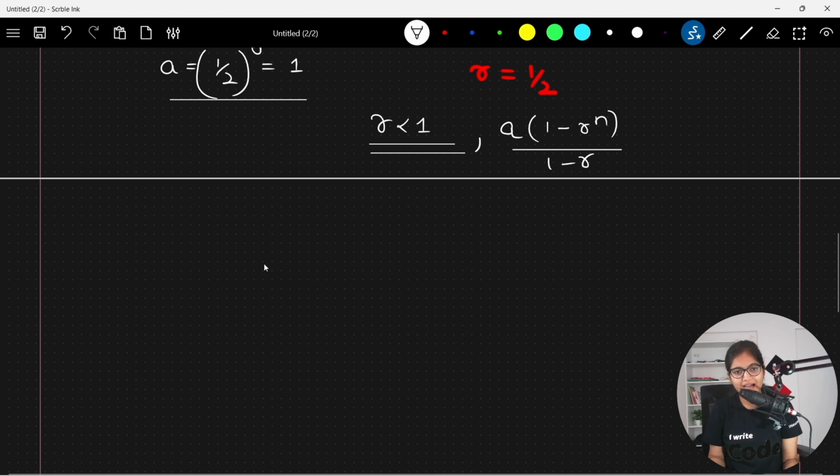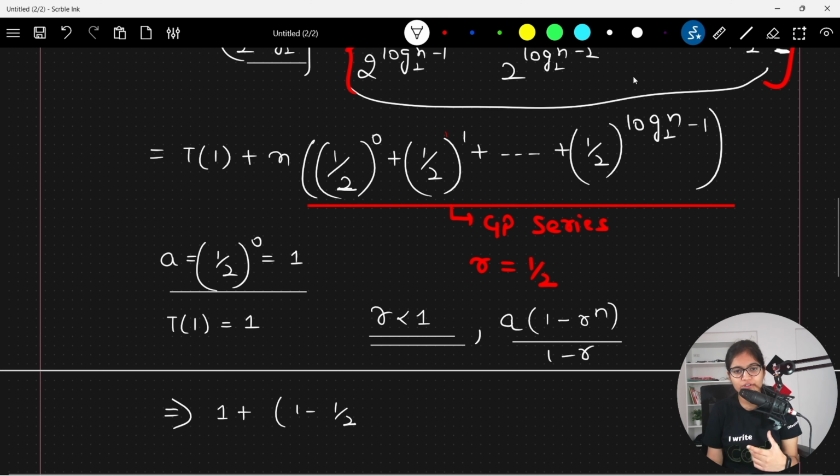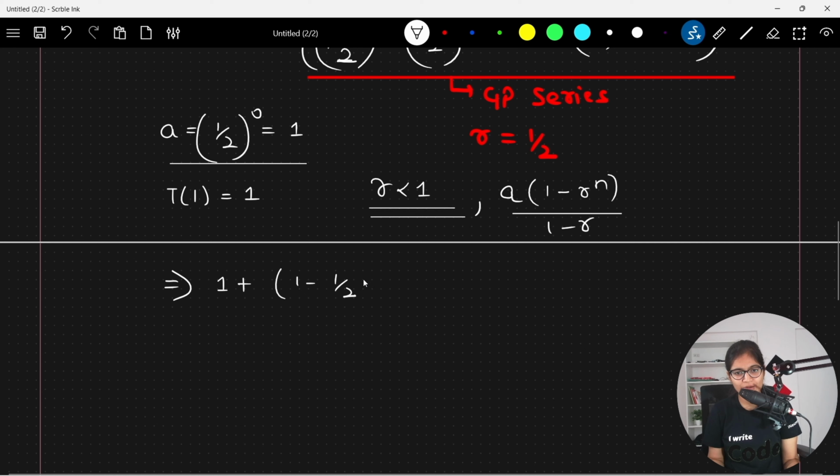Now what we can do is that T of 1 we already know is equal to 1 only. It's a constant term. So 1 plus, what is the value of A? It is 1 into 1 minus 1 by 2 to the power n. Here, what is the value of n that we have? How many terms do we have? Approximately equal to log of n base 2. Can we write it like this? Log of n base 2 divided by 1 minus 1 by 2.